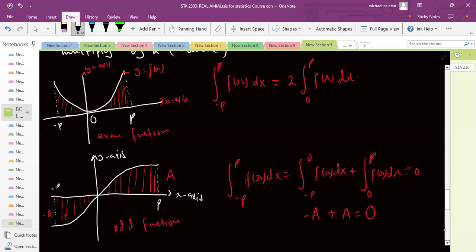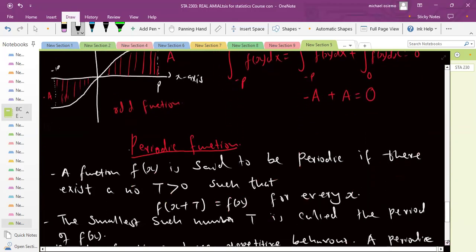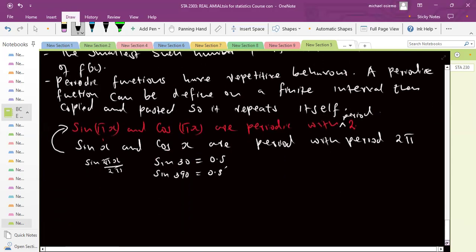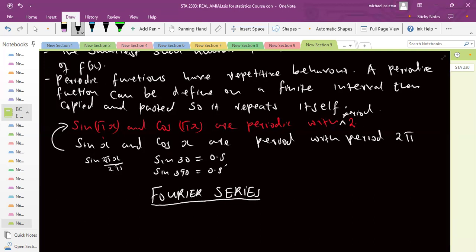So when we meet next, we shall start on Fourier series. Let me just put down the topic, Fourier series. And we shall see interesting parts of Fourier series. We're going to work with these periodic functions. So we're going to continue from the periodic functions to understand what a Fourier series is.